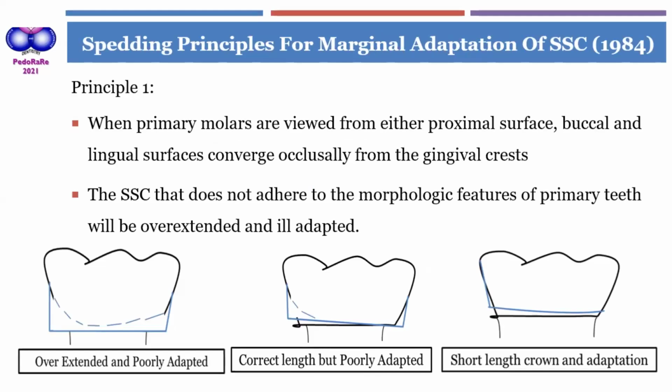Way back, Spedding gave two principles for marginal adaptation, that is in 1984, just for reference, though so many things have now changed. But of course, these are things which we sometimes ask from the viva perspective. Principle one: when primary molars are viewed from either proximal surface, buccal or lingual surface, they converge occlusally from the gingival crest. Because a stainless steel crown that does not adhere to the morphologic features of primary teeth will be overextended and ill adapted. So this principle is only for marginal adaptation.